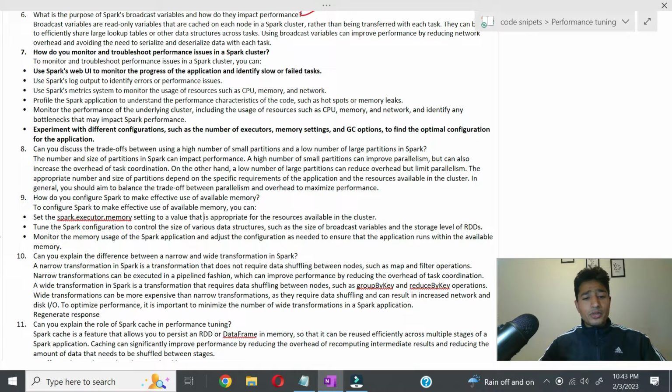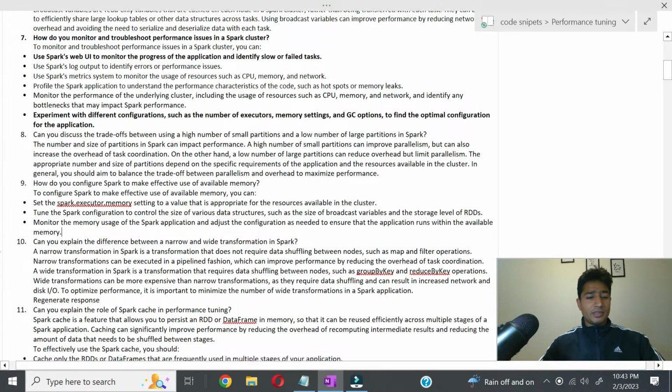Monitor the memory usage of the Spark application and adjust the configuration as needed to ensure the application runs within the available memory. I think this particular point and this point are interrelated. So it means you need to adjust the configuration, but to adjust it, you need to hit and try multiple times.